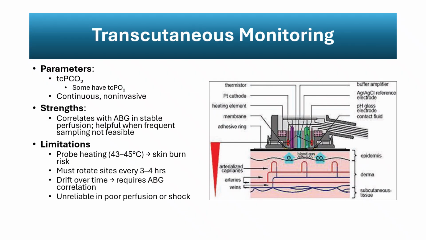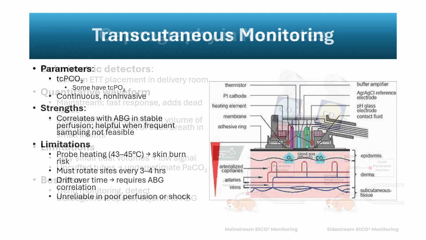Calibration drift occurs over time, making intermittent comparison with arterial samples essential. Accuracy decreases when perfusion is poor, such as during shock, hypothermia, or vasoconstriction, as gas diffusion becomes limited. Under these conditions, values can deviate substantially from arterial results, and reliance on transcutaneous readings alone may be misleading.